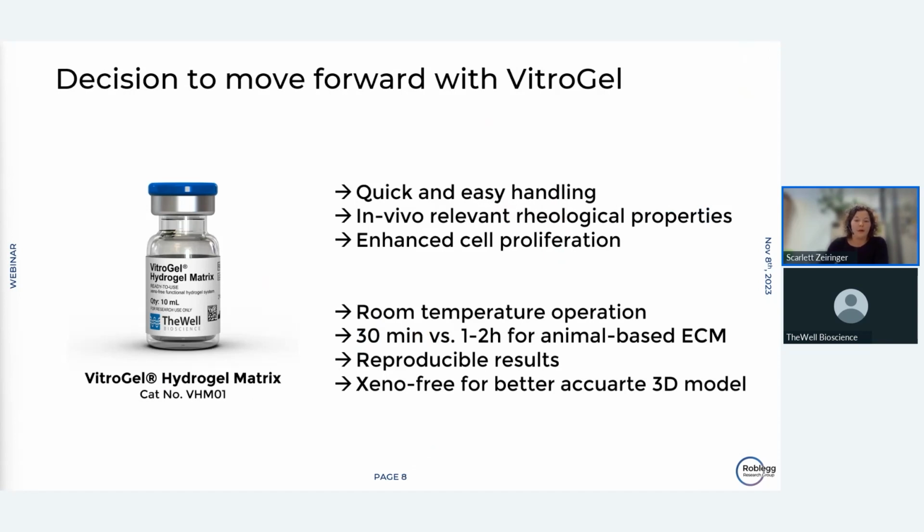An overall comparison of all tested parameters, including the rheological characterization and the effect on the cell proliferation, as well as taking into account the handling of the gels, led to the conclusion that we move forward with the VitroGel hydrogel system. The VitroGel hydrogel system has the big advantage of quick and easy handling, showing in vivo relevant rheological properties, and also enhances cell proliferation by a factor of 1.7.